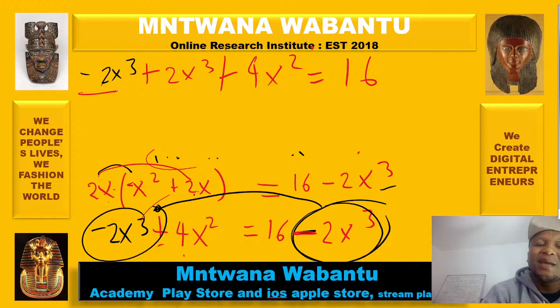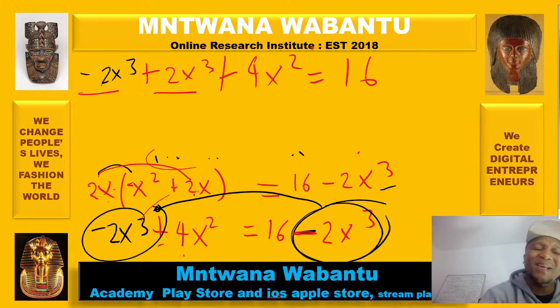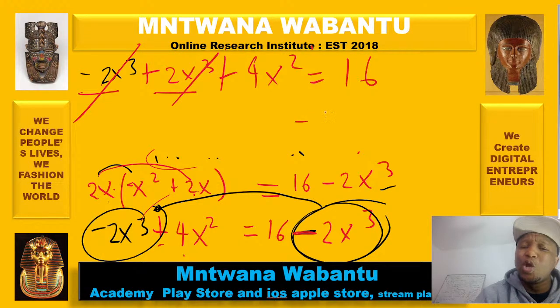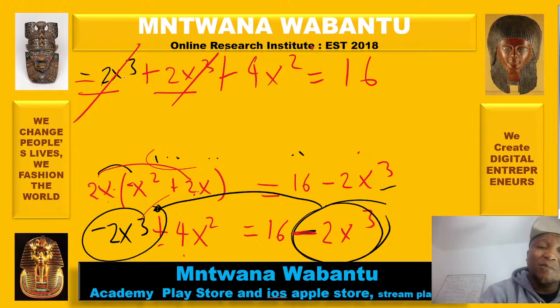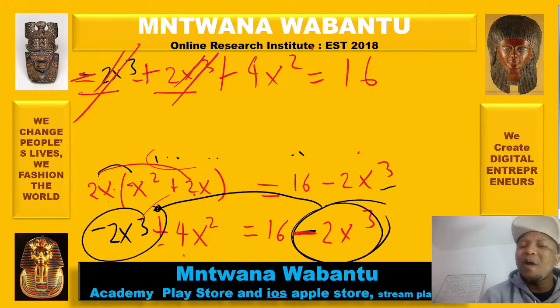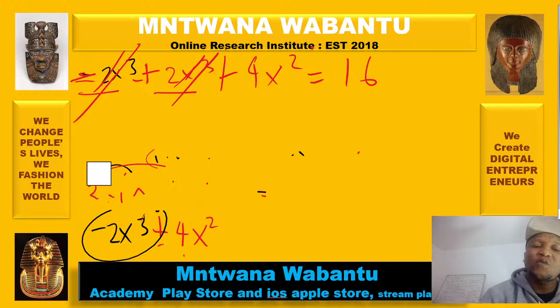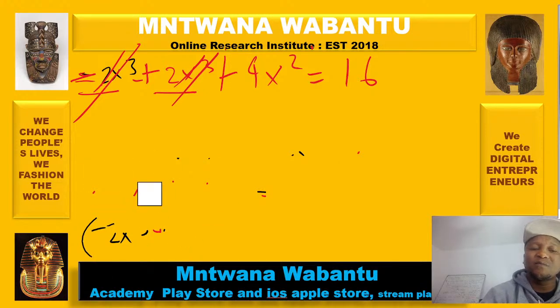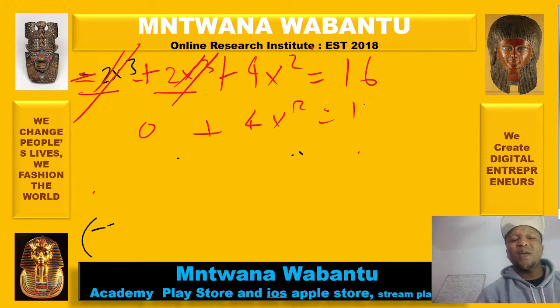But what happened? Negative 2x cubed and plus 2x cubed. You see, they're exactly the same, but a plus and a minus is going to be 0. Like negative 8 plus 8 is equal to 0. So this is going to become 0. I'm left with 4x squared equals 16. Now we'll finish up our question. So this is 0 plus 4x squared equal to 16.